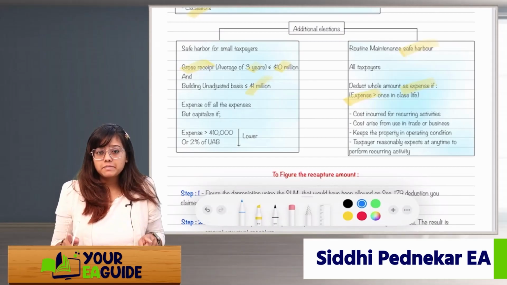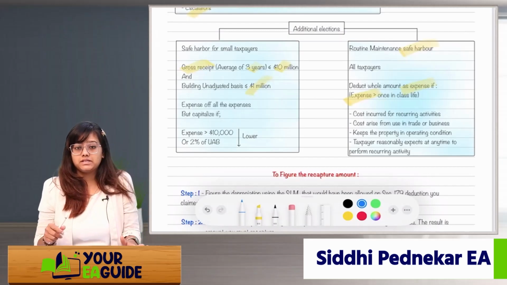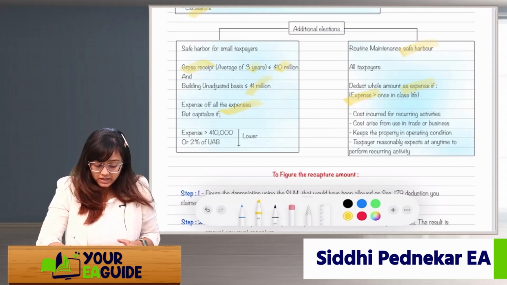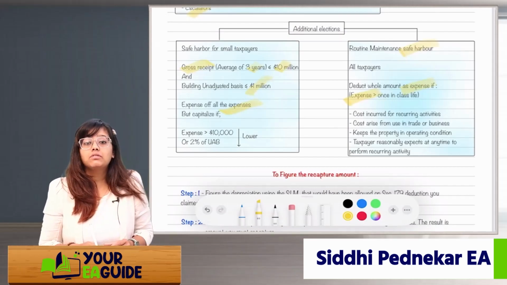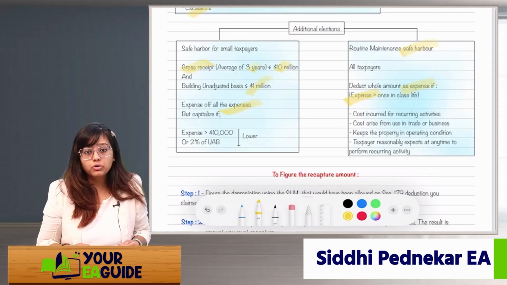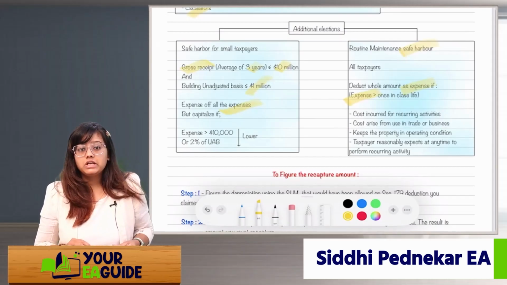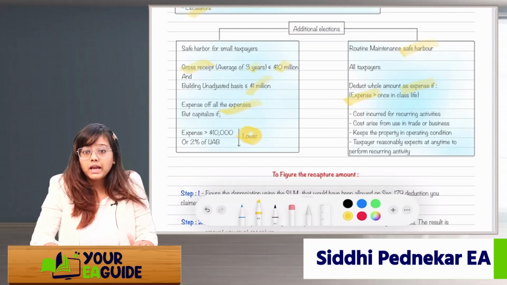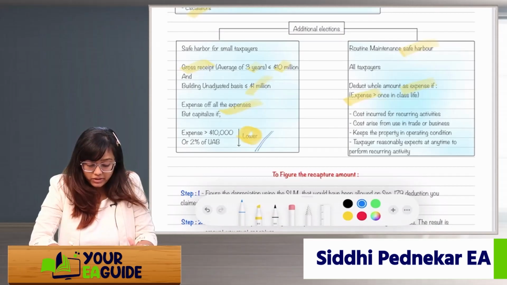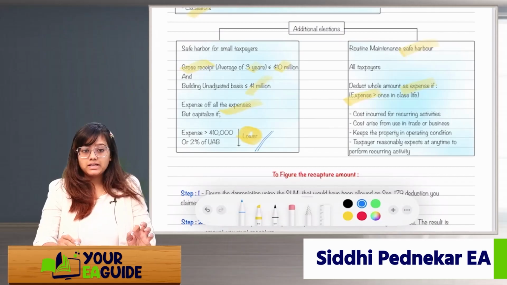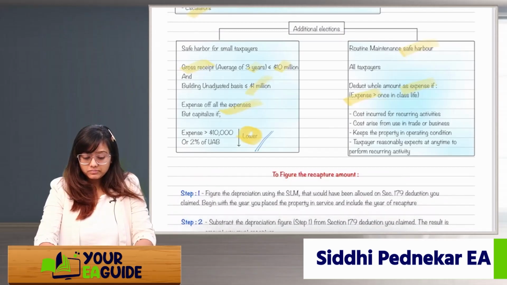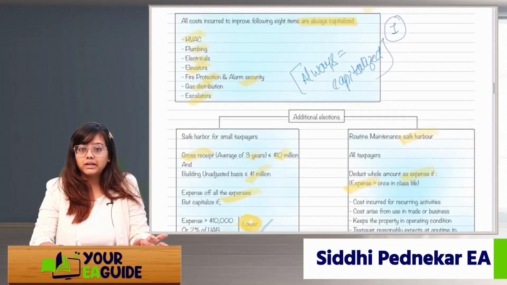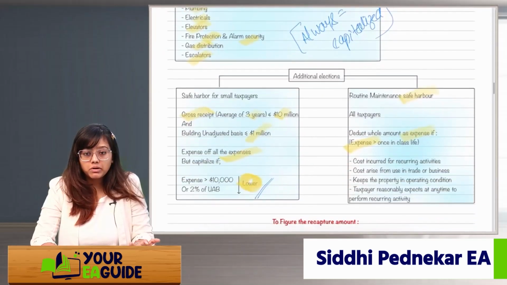If you are a small taxpayer, what will you do? Whatever expenses you incur, you will expense them off. But if the expense is over and above $10,000 or 2% of the unadjusted basis, whichever is lower, just figure out this lower amount, and your expense is more than it, then you are going to capitalize it. All right. So this was about the small taxpayers, and the second was routine maintenance. Simple. This was all about depreciation.